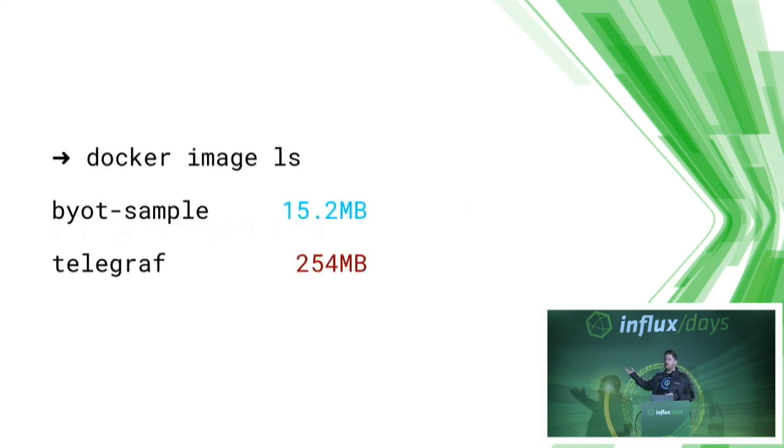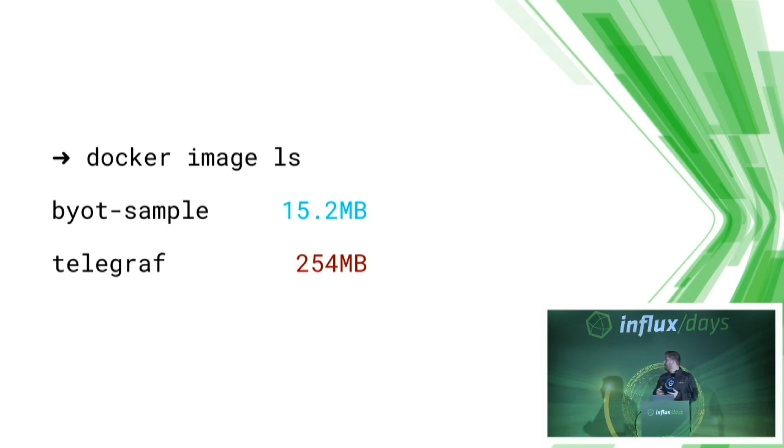So looking at the official Telegraf image on the Docker Hub, it's coming in at 254 megabytes. It's not massive, right? I'm not going to lose any sleep over that. But if I want to start adopting new patterns, especially around the container ecosystem like sidecars, then that's probably something that I want to optimize for.